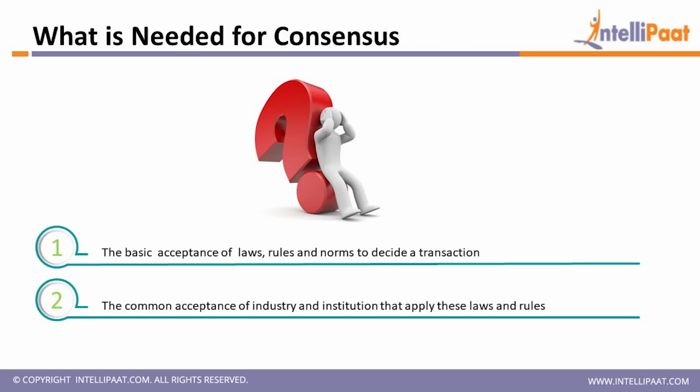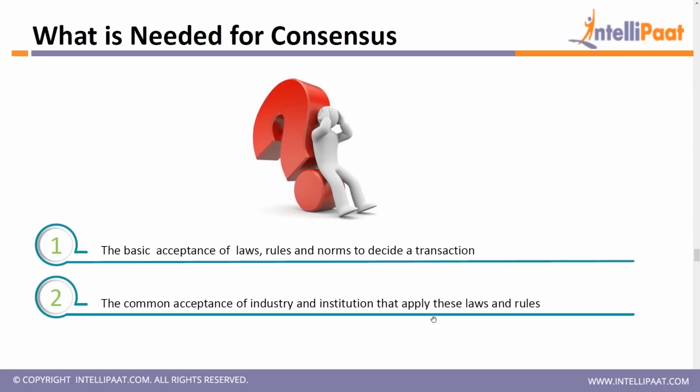What is needed for consensus? The basic concept is acceptance of laws, rules and norms to decide a transaction, on which all nodes should agree and follow the rules. There must also be common acceptance by the industry and institution that applies these laws and rules. This is very important. When you are writing a consensus, you have to abide by the rules of the institution for which you are adding the consensus and building the blockchain. If not, the consensus will not produce a result that is expected by the organization it is implemented for. Now, we had already discussed what is needed for consensus.